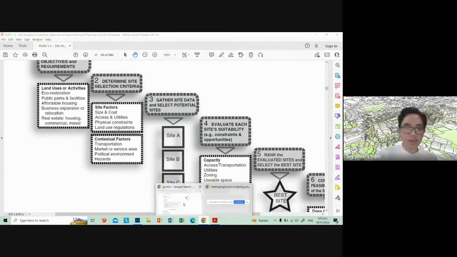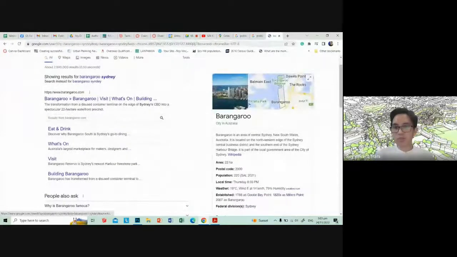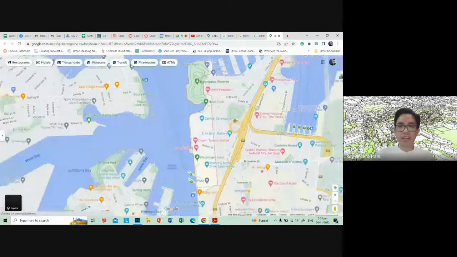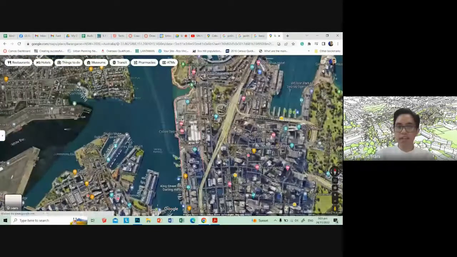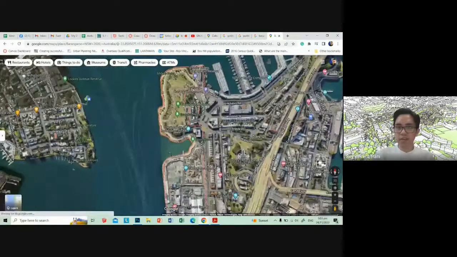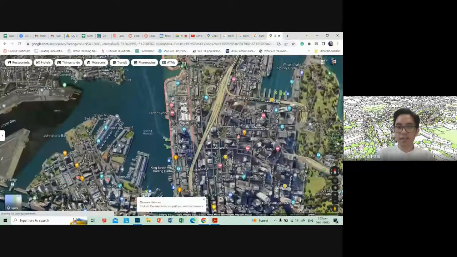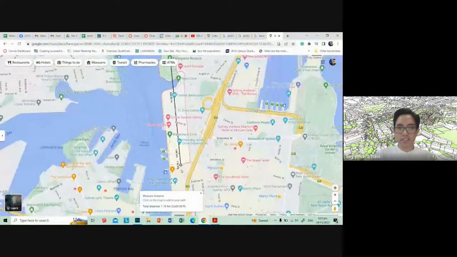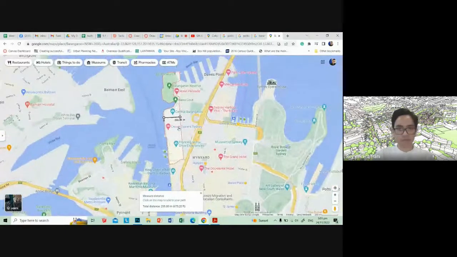This is Barangaroo, Sydney. It's a 22-hectare development. Basically, they reused an old industrial area, and now it's a commercial and residential area with also, I think, a decently sized park. So the total length of this area here, I'll just turn off the buildings so you can see, it's about 1.10 kilometers in length, about 1,000 meters in length, and then in width, it's about 200 meters. So it's a very narrow site.